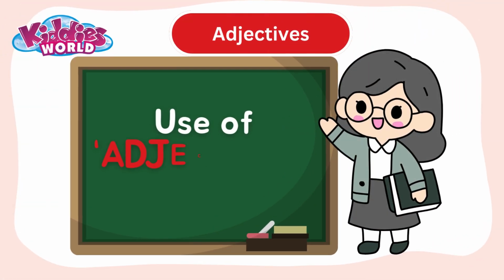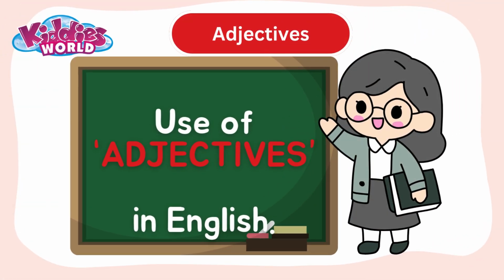Excellent. That's all for today, kids. Now you know how to use adjectives to describe people, animals, places, and things. Keep practicing by describing things around you.